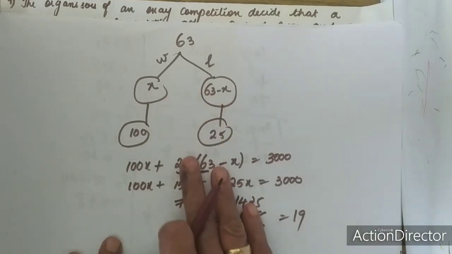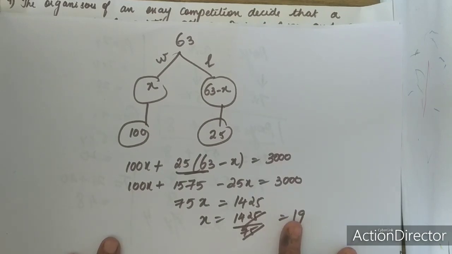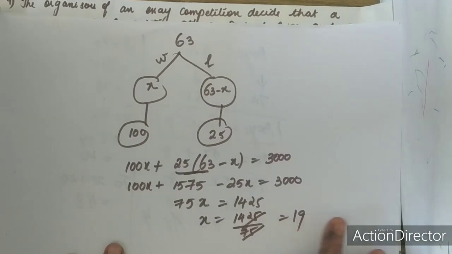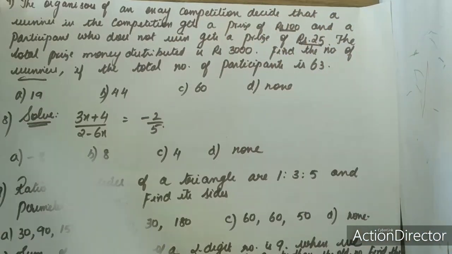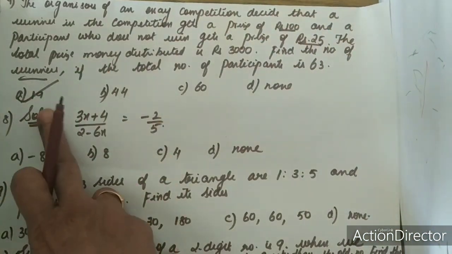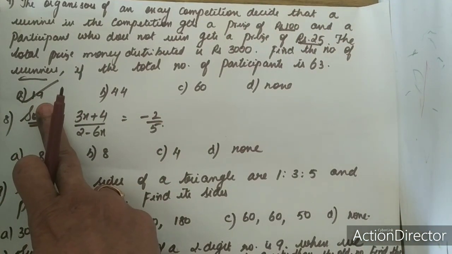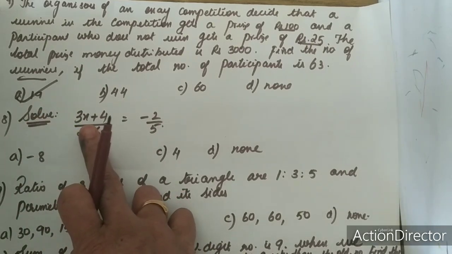You always make the figure like this and solve the sums. It will be very useful for you to do it very fast. So let us see whether the option is there. So X is equal to 19. That is, the number of winners is 19. Now moving on to the next sum.